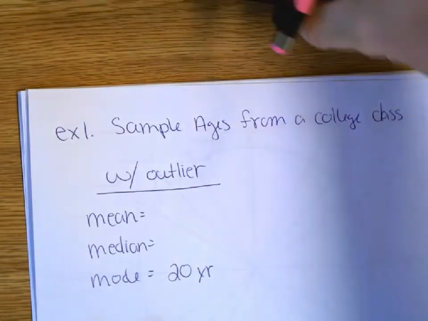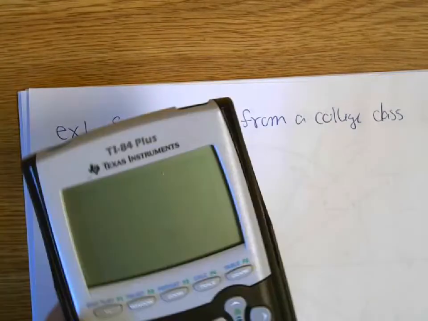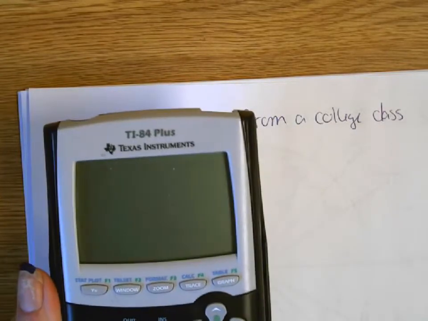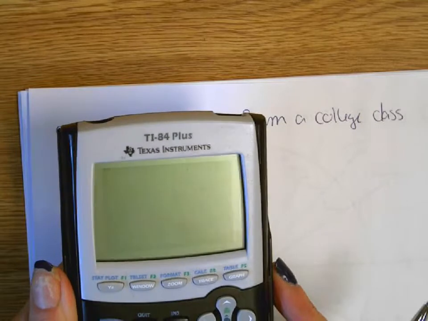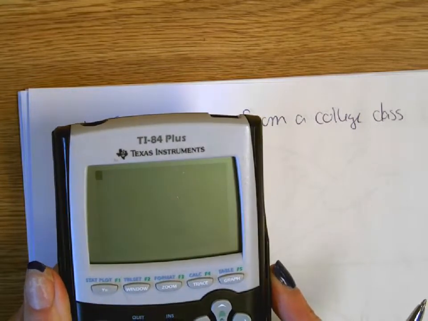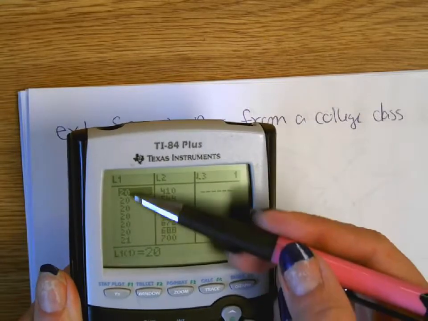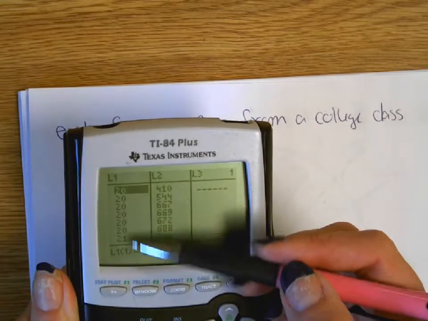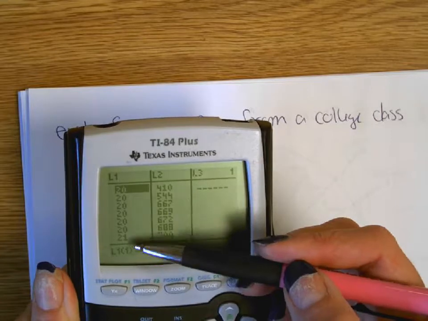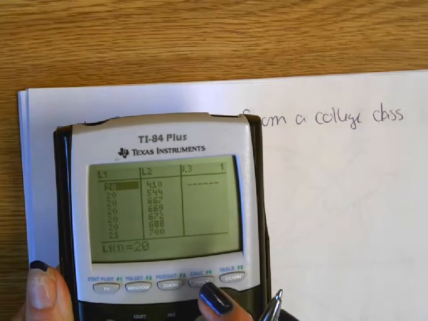Okay, for the mean, you would add all 20 of them up and divide by 20. Well, like I said, the calculators were made to do this a little bit quicker. I took the time already to put all of those ages in list 1, and I'm going to show you how you can get the calculator to do the adding and the dividing for you.